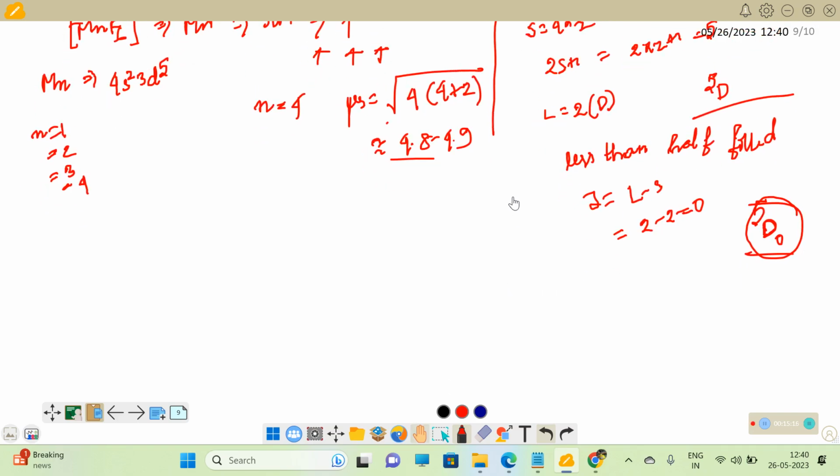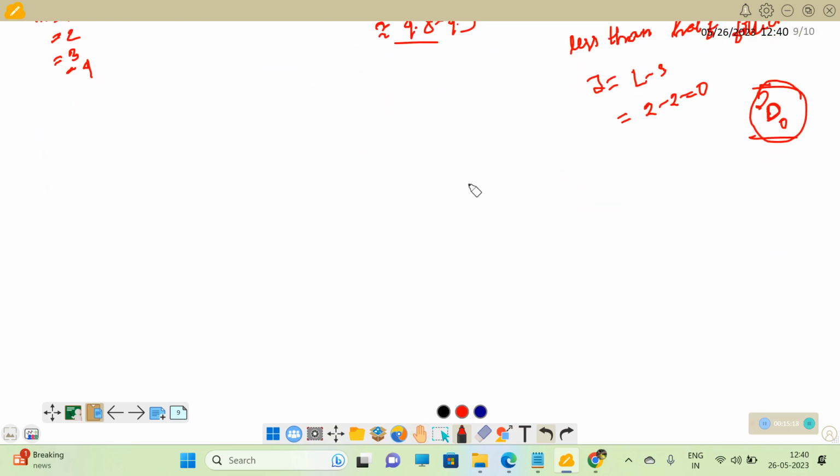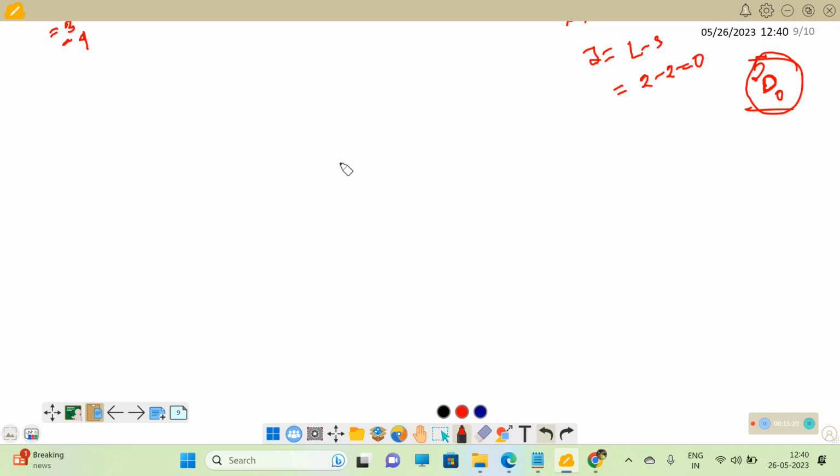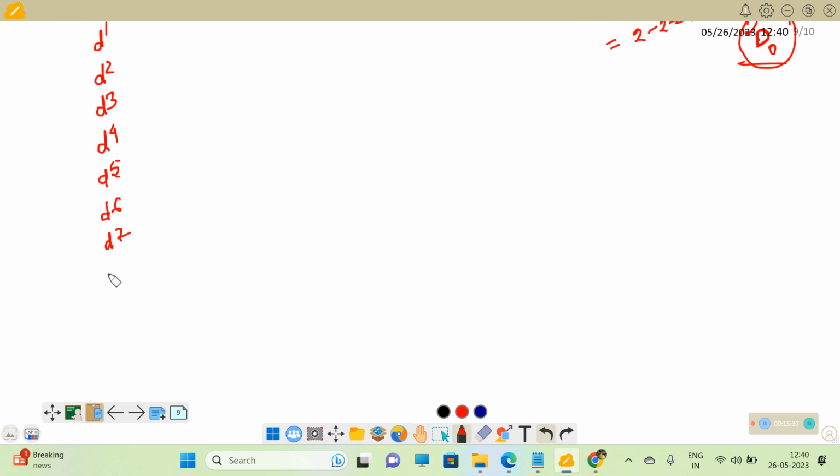Now let me introduce some short trick here. You can note these things in your notebook as well. Just write like this: d1, d2, d3, d4, d5, d6, d7, d8, d9, and d10.